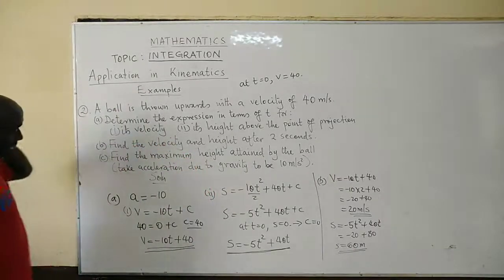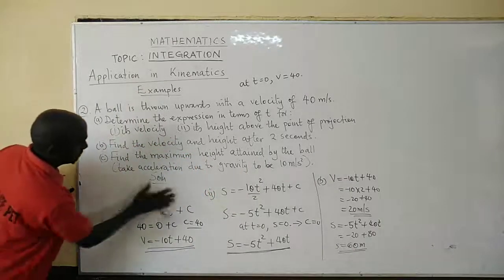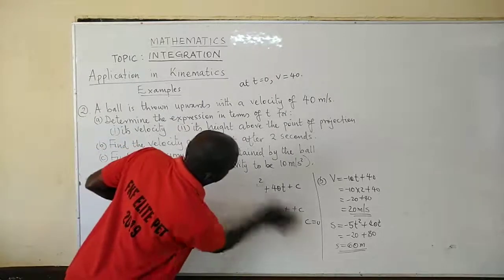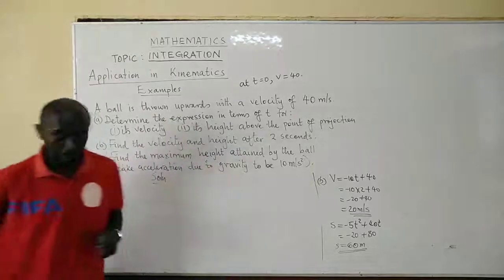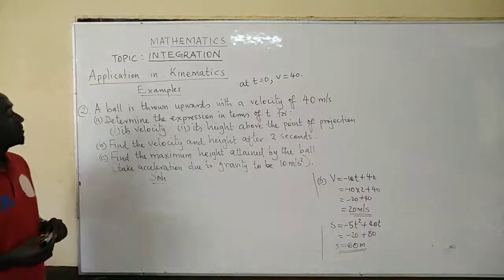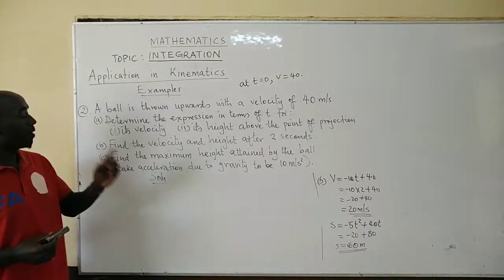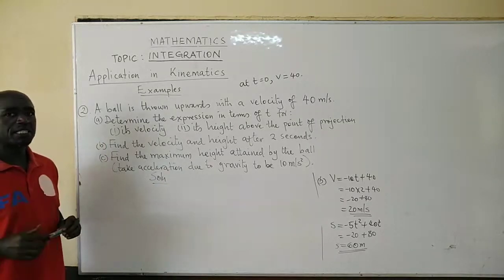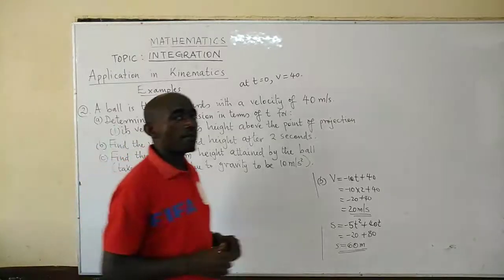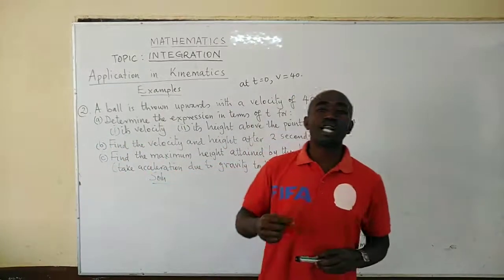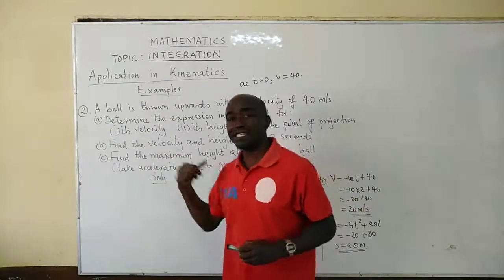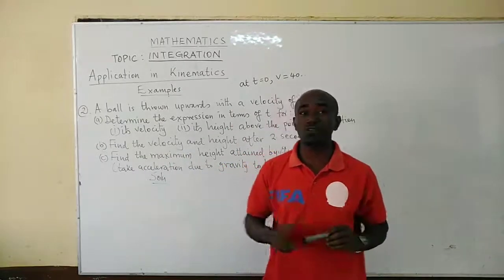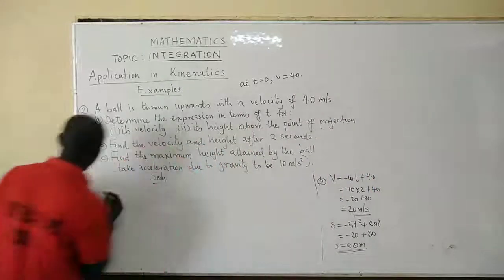Let's look at part C, the last one. Find the maximum height attained by the ball. Maximum height is attained when ds/dt is 0, or velocity is 0. We discussed that in the topic of differentiation. So that's important.